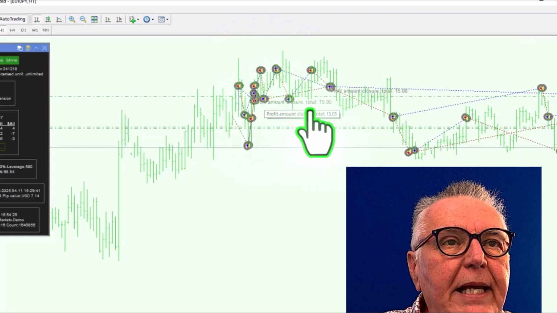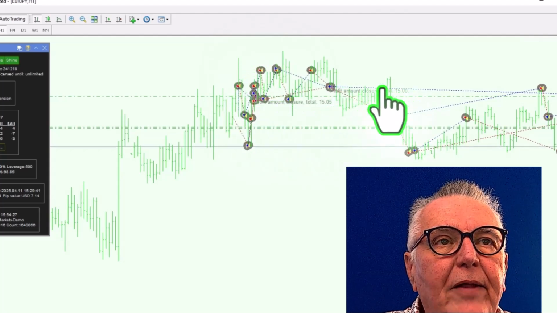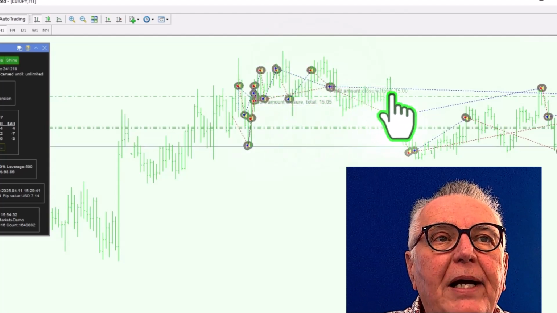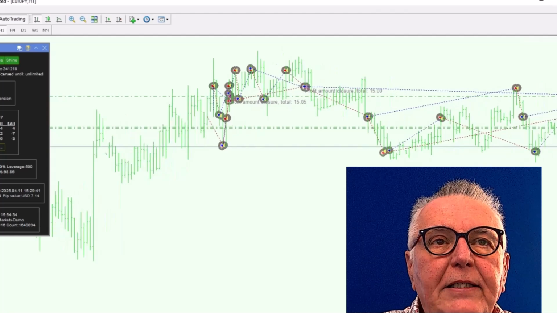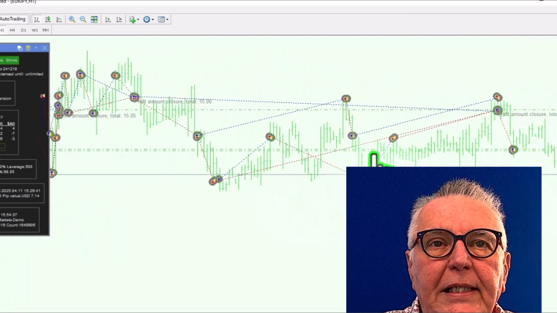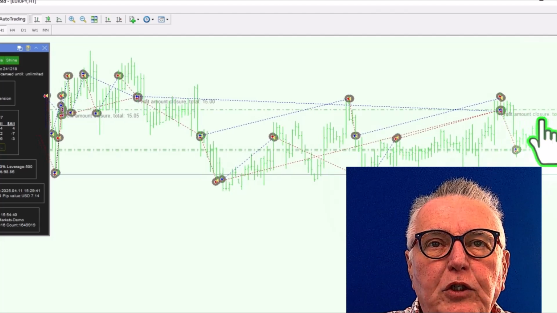So you can see there it's closed one, and there's another closed deal where it's just taken all the deals and closed them nice and positively. Let's see if there's any more of these. And there's another one where, in this case, it closed it at $20.